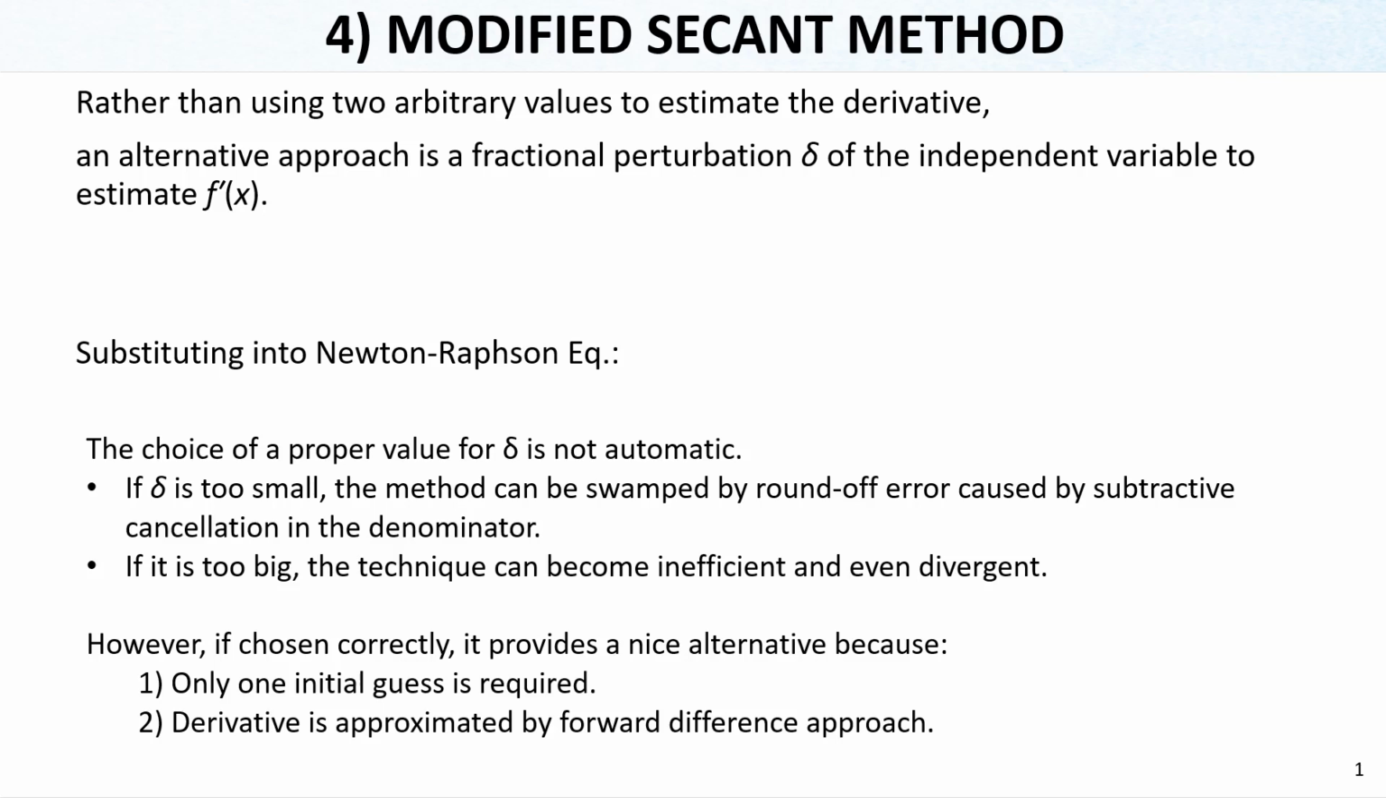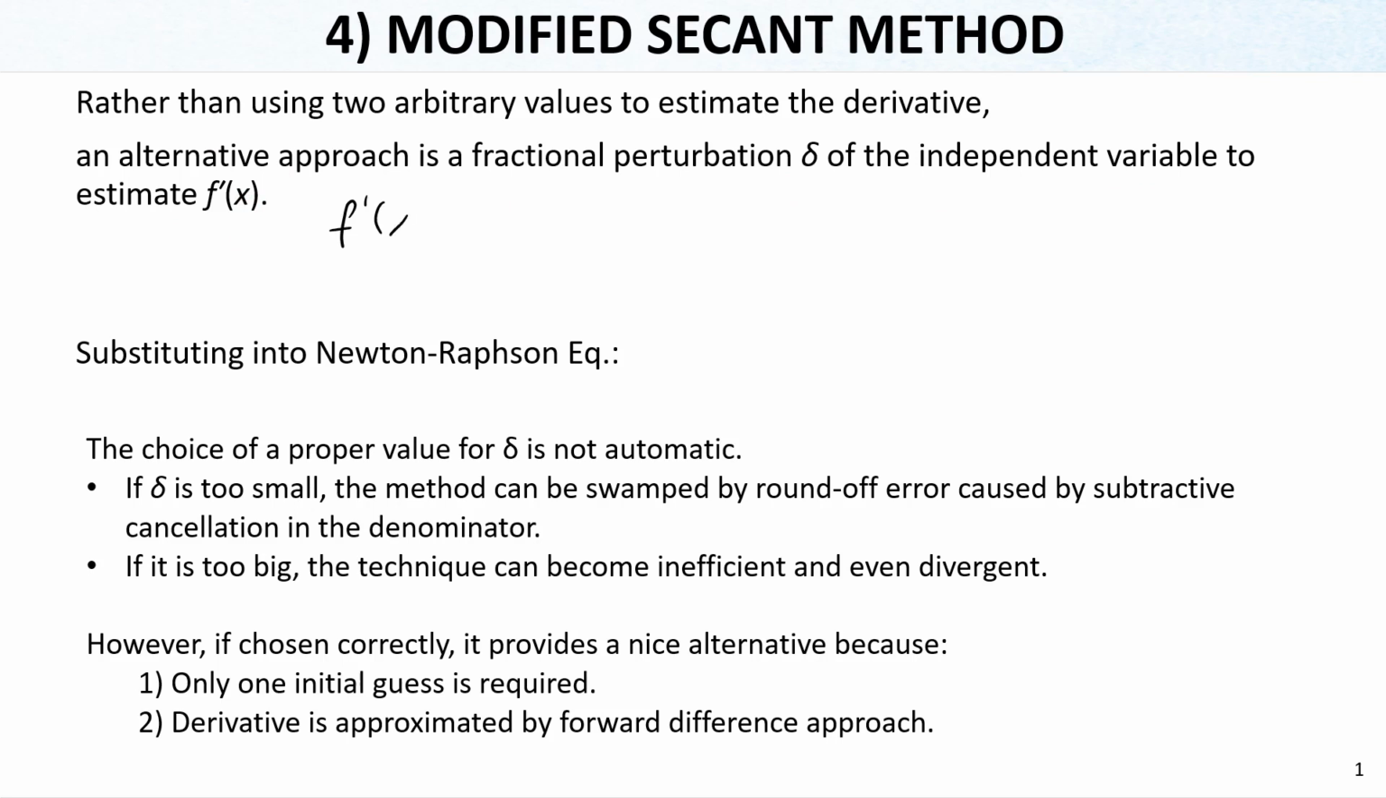Another open method is the modified secant method. It's simply a modification of the secant method in which we use backward difference for the derivative estimation. In the secant method we have two initial guesses, and the researchers or developers said that, instead of using two predictions, maybe we can have a perturbation approach. Rather than using two arbitrary values, we are using a fractional perturbation delta of the independent variable to estimate the derivative.